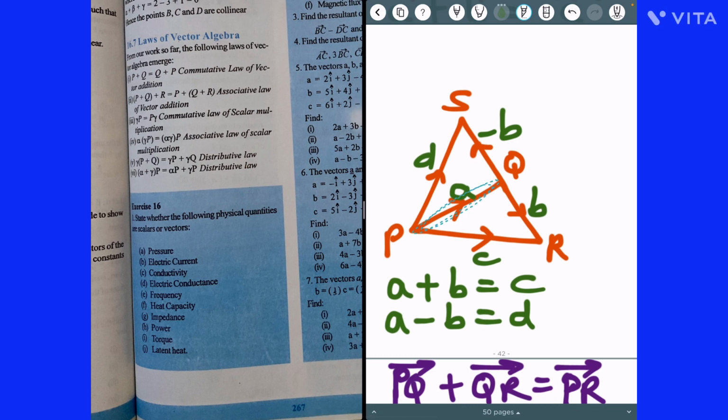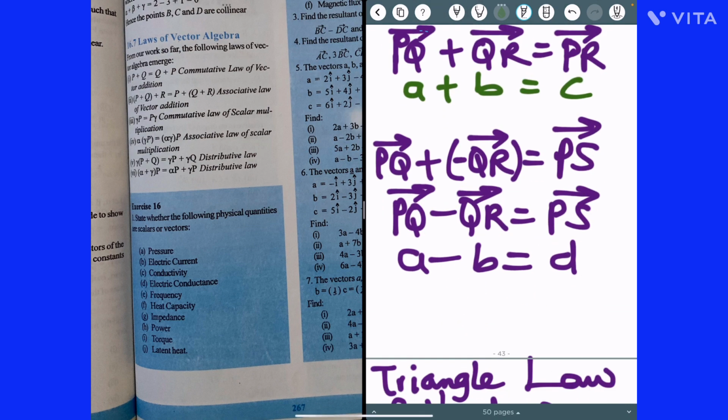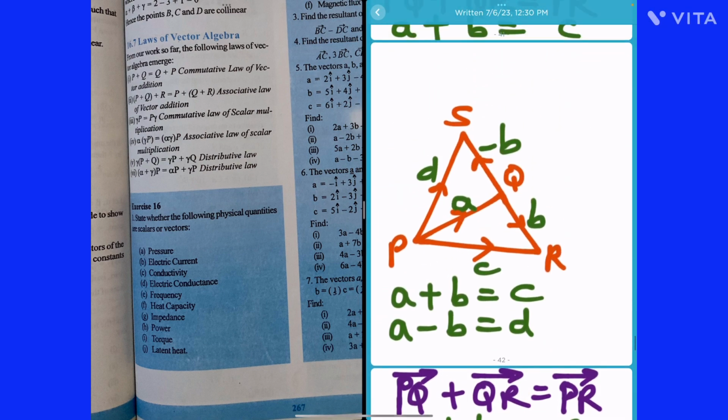Instead of adding PQ to what? QR. Let's say we are to do PQ, you understand, plus the opposite of QR, which is QS. PQ minus QR, which is minus B, will be equal to what? PS. So take note of that. So PQ plus QR is what? PR. But PQ plus what? Minus QR, which is the same thing as what? QS.